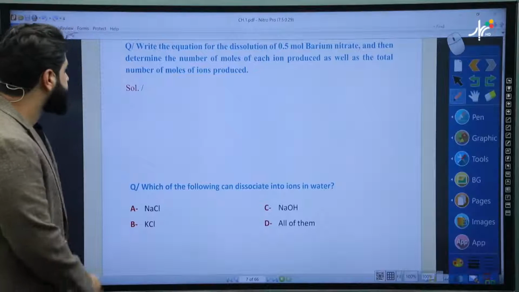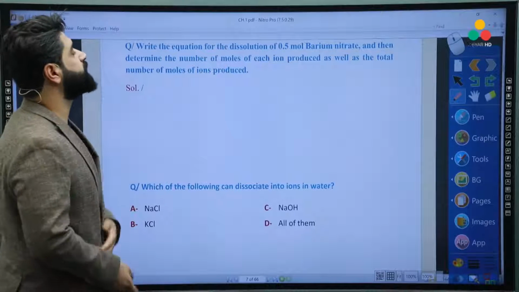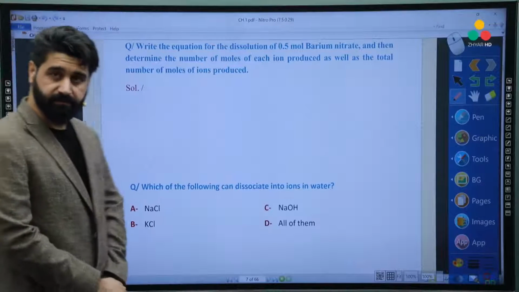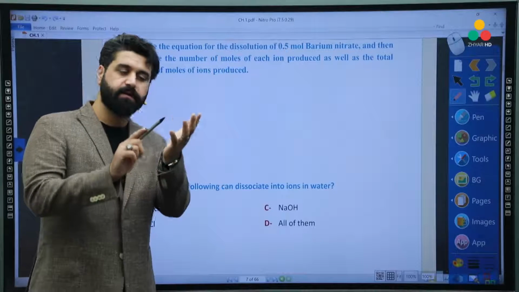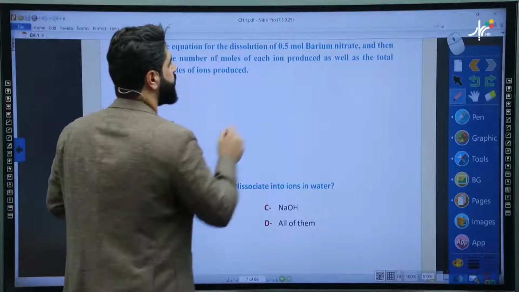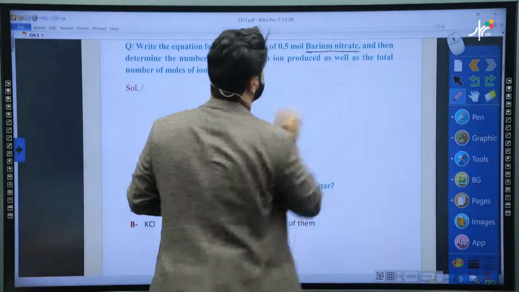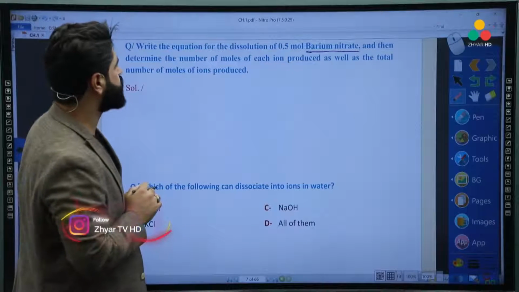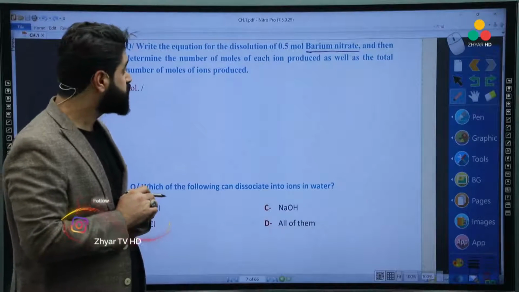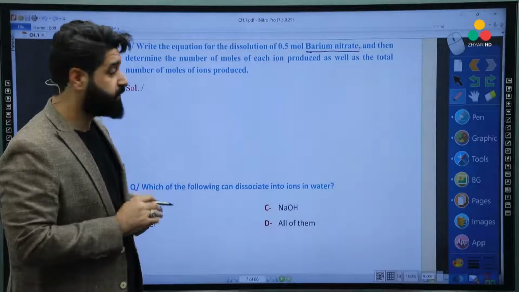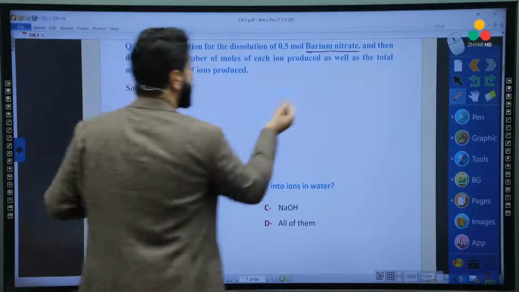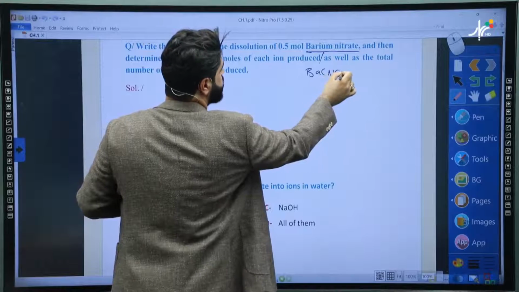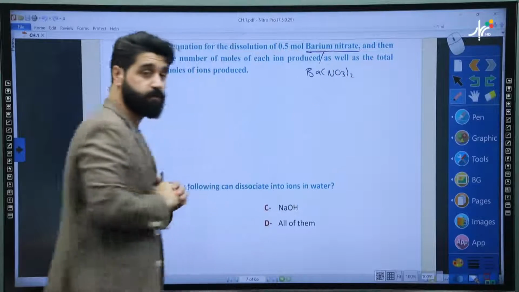Write the equation for the dissolution of 0.5 mole of barium nitrate. Remember what I told you? First step. What is your compound? Our compound is barium nitrate. And we don't have the formula, so it's a big problem? No, it's not a problem if you know how to write its formula. Barium nitrate is simply Ba(NO3)2. That's all.